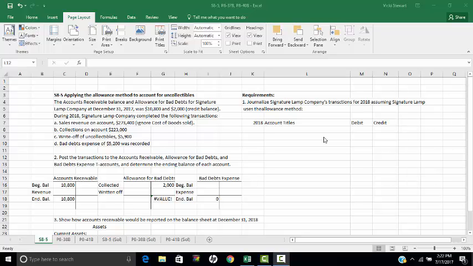This is a demonstration of exercise S85 applying the allowance method to account for uncollectibles. The accounts receivable balance and allowance for bad debts for Signature Lamp Company at December 31st, 2017 was $10,800 and a $2,000 credit balance for the allowance account. During 2018, Signature Lamp completed the following transactions.